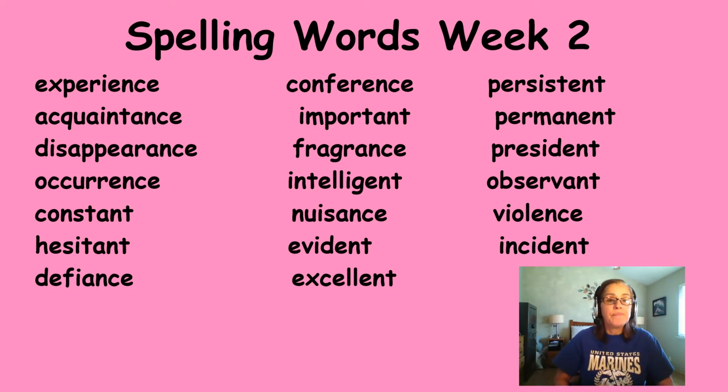So your spelling words are experience, acquaintance, disappearance, occurrence, constant, hesitant, defiance, conference, important, fragrance, intelligent, nuisance, evident, excellent, persistent, permanent, president, observant, violence, and incident. There are only 20 spelling words.